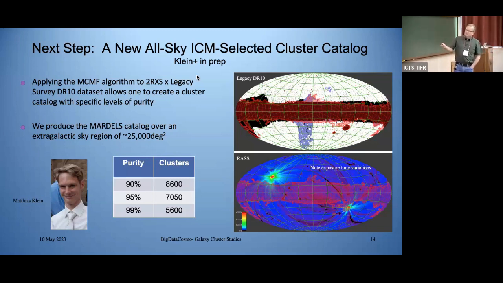And Matthias has named it MARDLS. It covers 25,000 square degrees, which isn't all sky, but it's almost all of the extragalactic sky. And the sample at 90% purity has about 8,600 clusters. So it's rather large. Should be good for clustering studies because it's all sky, probes the largest modes. There are also subsets that are 5% contamination and 1% contamination that are, of course, smaller.